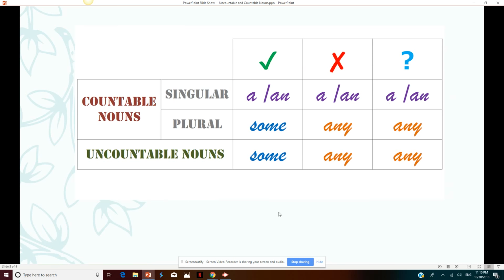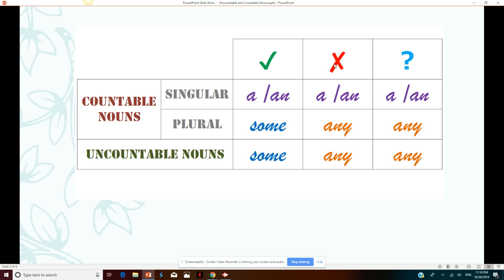Now this will be the summary of the lesson. Countable nouns in singular, affirmative sentences, we use a and an. With plural countable nouns, we can use some, and with uncountable nouns, we use some. And the green tick that you see here means affirmative.